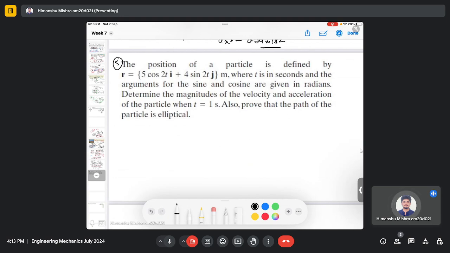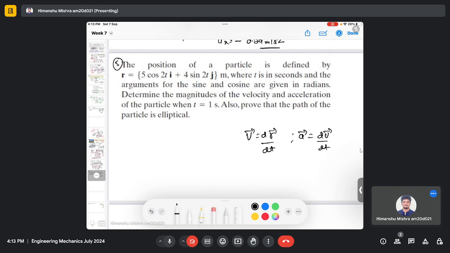So try to solve this question by yourself. Again, you can use the very general formula that the velocity is given by the rate of change of position in time, and the acceleration is the rate of change of velocity in time. And the position here is again given in a two-dimensional plane, and this is our x component of position and this is the y component of position. And it's a position vector we have been given.